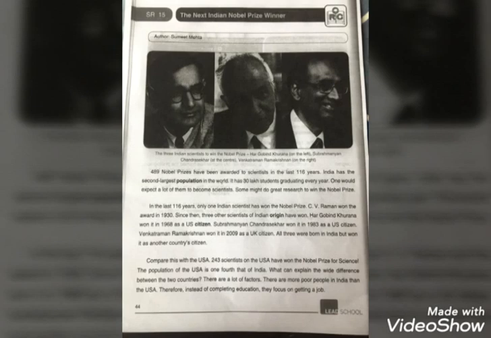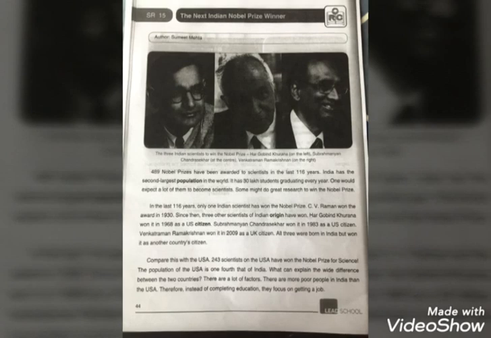243 scientists in the USA have won the Nobel Prize for science. The population of the USA is one-fourth of India's. So that can explain the wide difference between the two countries. There are a lot of factors. There are more poor people in India than in the USA. Therefore, instead of completing education, they focus on getting a job.